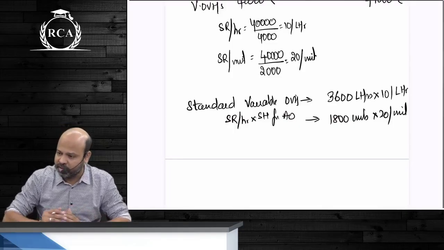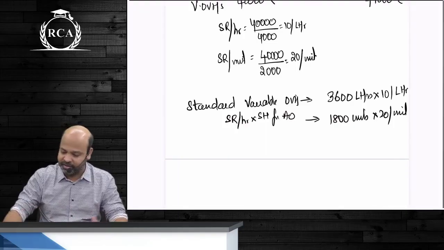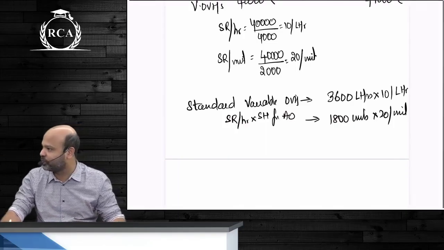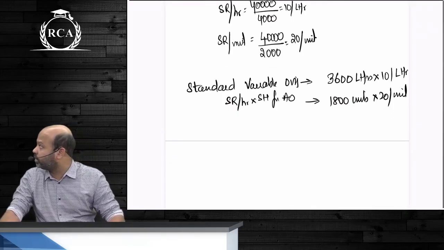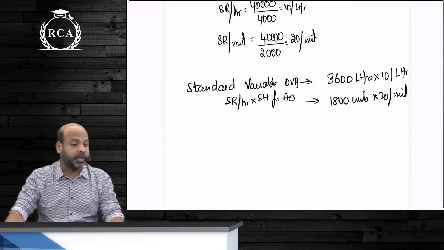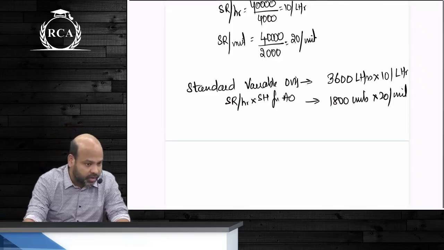असली में रिश्ते बदल जाते बेटा. Literal translation: the standard relations are supposed to remain constant. Alright. So here the total standard variable overheads will be 36,000. Are we clear about this?